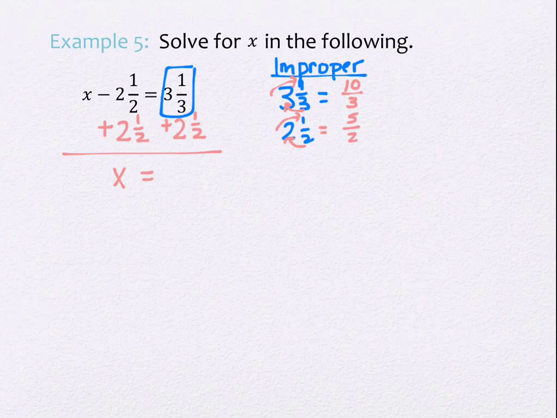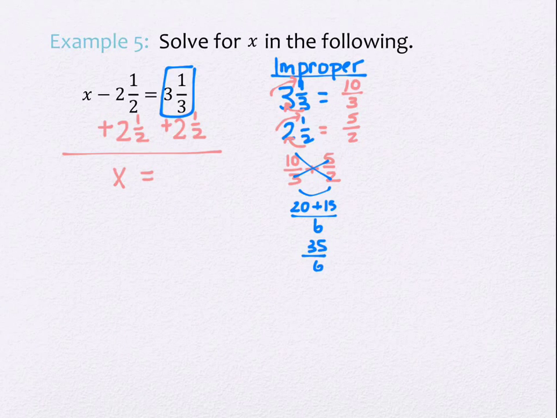And what would we get for the 2.5? 5 over 2. All right, so now instead of 3 1/3 plus 2 1/2, I have 10 over 3 plus 5 over 2. I need a common denominator, and since 3 and 2 don't have anything in common, it works just as well to make my smiley face. So I'll do it that way. I have 10 times 2 is 20, 5 times 3 is 15, and in the denominator, 3 times 2 is 6. 20 plus 15 is 35 over 6.